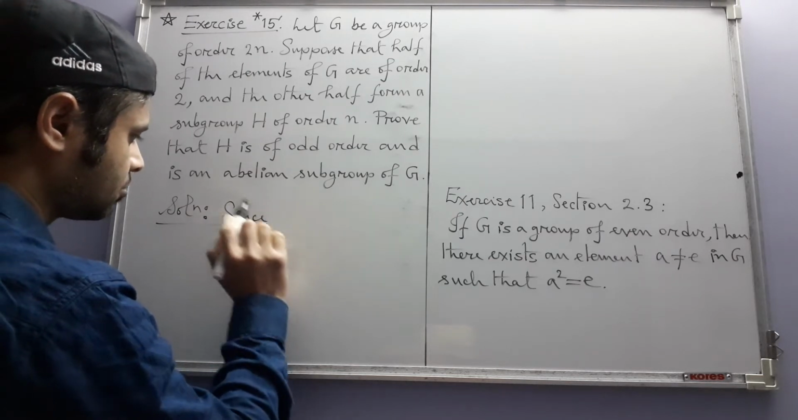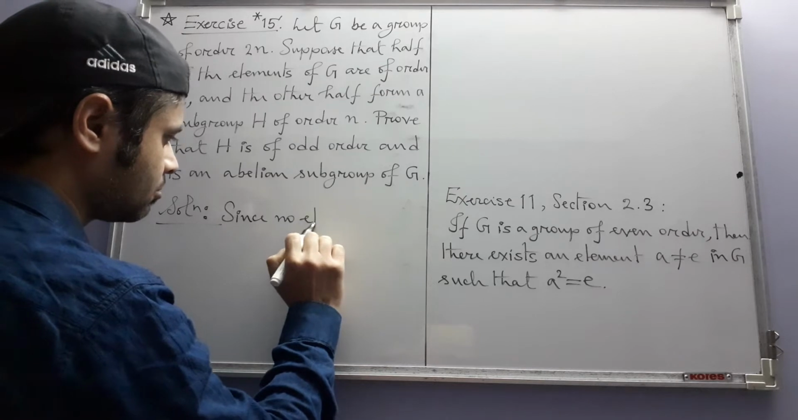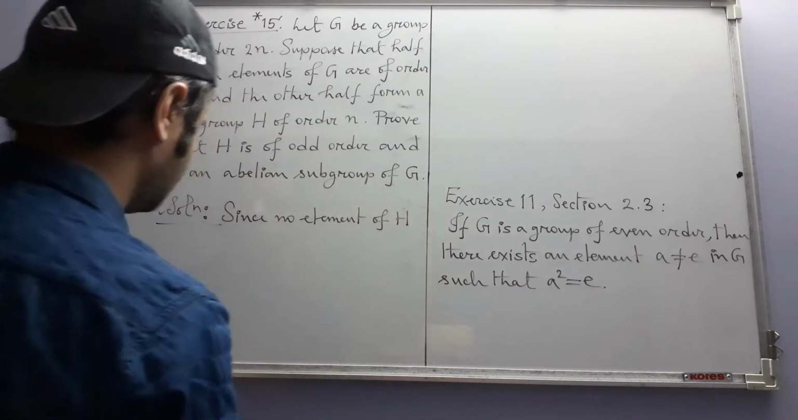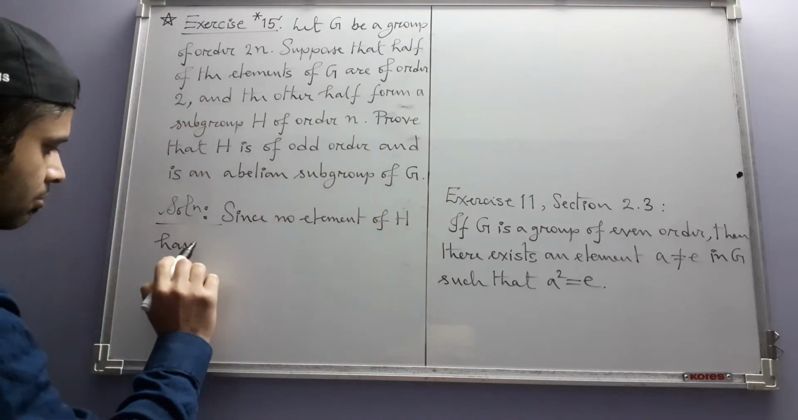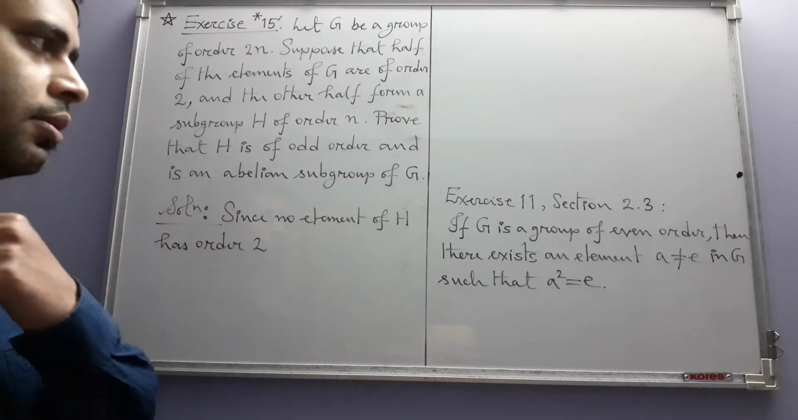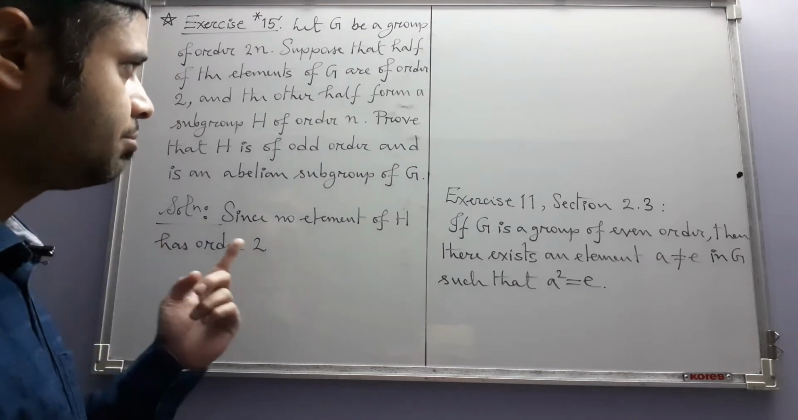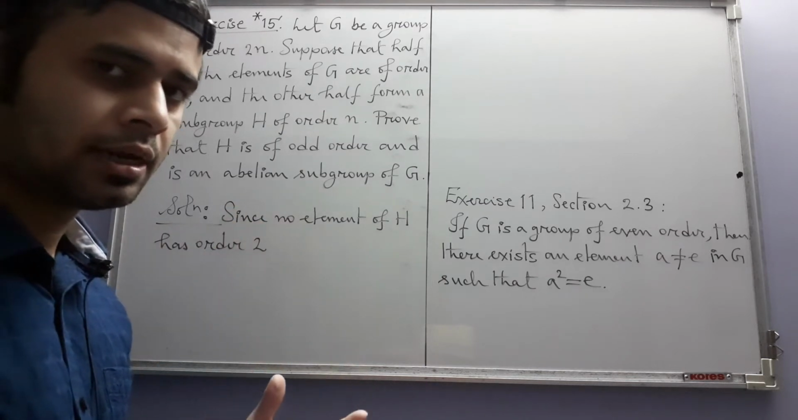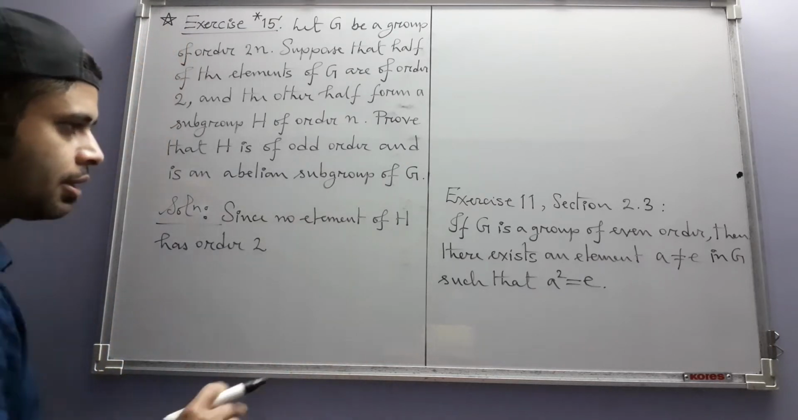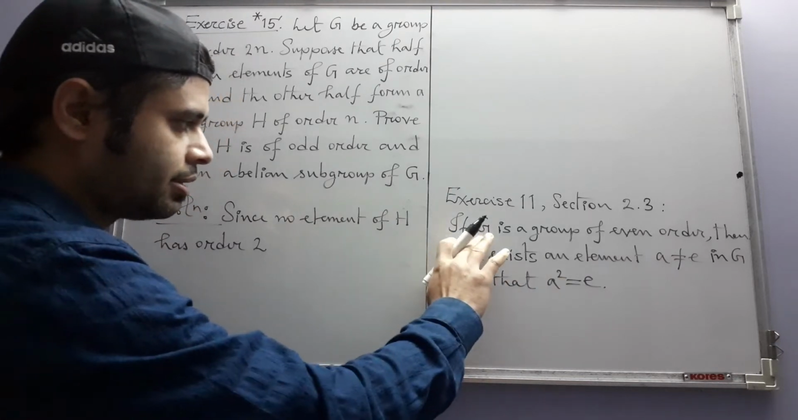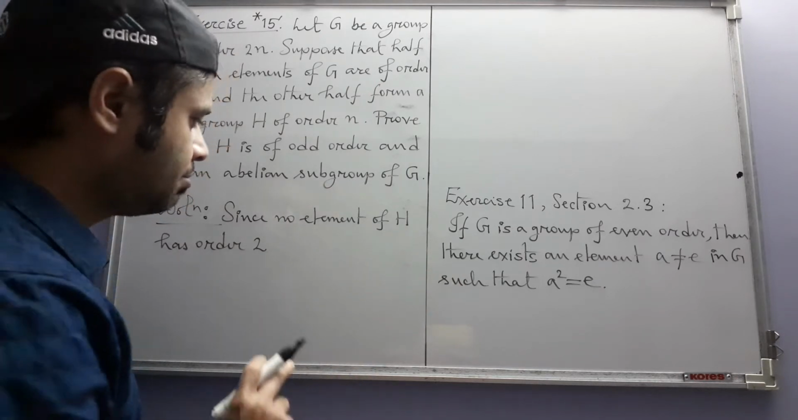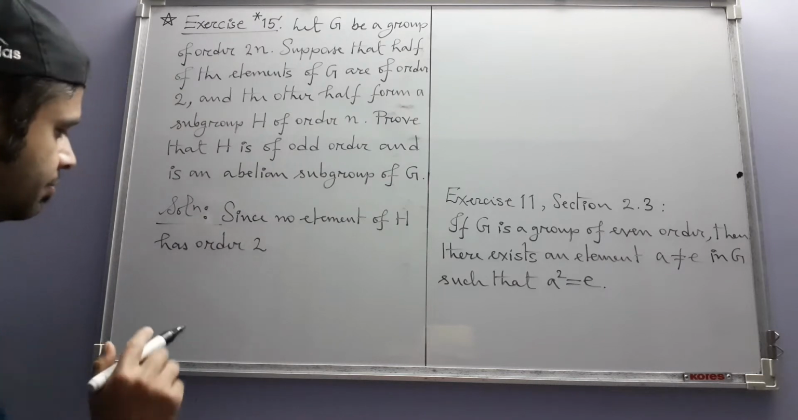Since no element of H has order 2, because H consists of those elements of G, precisely those elements of G that don't have order 2, they have some other order. And this result says that any group with even order must have at least one element of order 2. So that means our H cannot have even order.